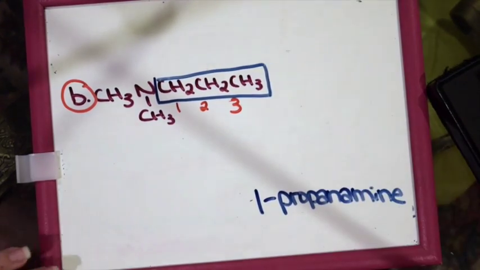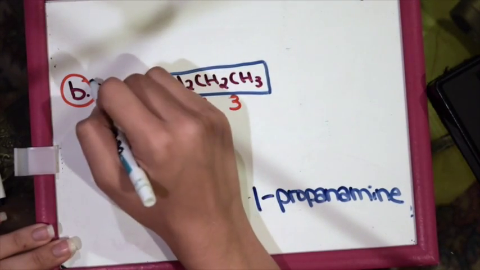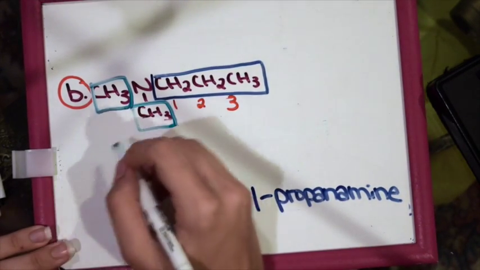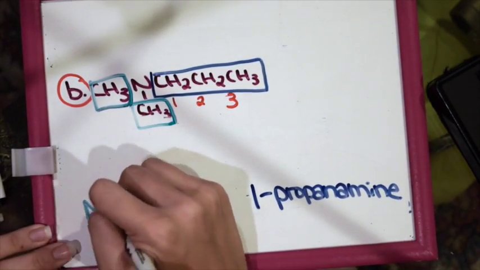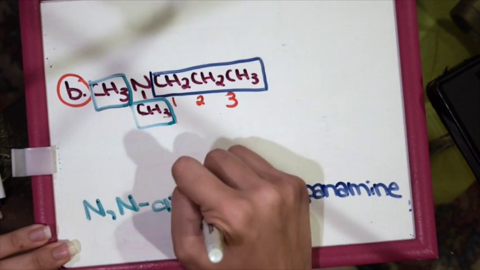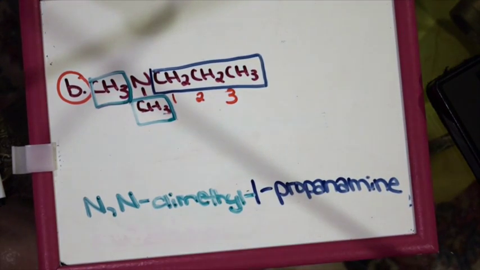The substituents bound to nitrogen are 2 methyl groups. Since there are 2 methyl groups, we will add a di prefix in front of methyl. Indicate the position of the substituents by putting an N dash in front of their name. Your final answer should be N,N-dimethyl-1-propanamine.